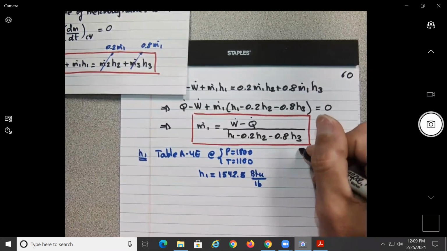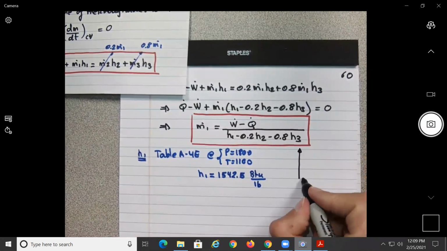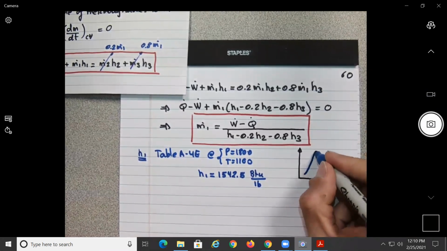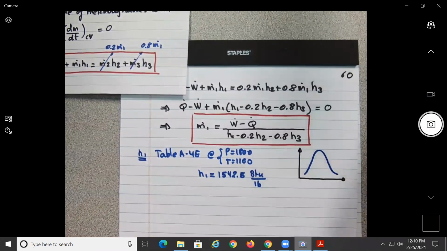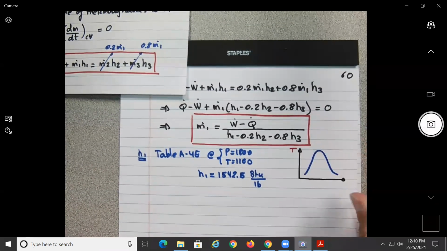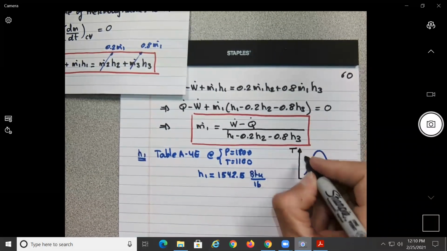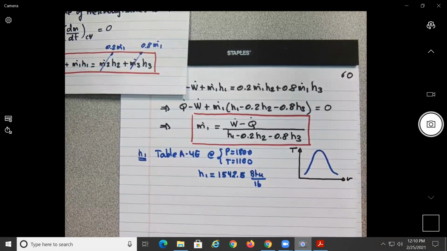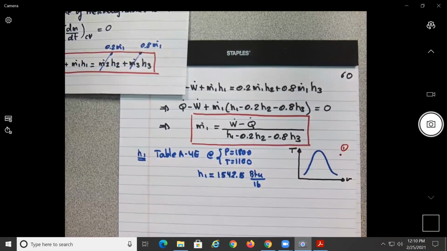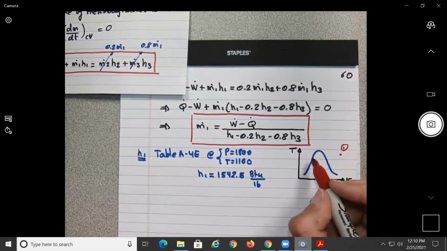Okay, so basically, if you had to do the figure of the states, let's say this will be temperature, T versus v, or T volume, doesn't matter. What is state 1? Somewhere in the vapor region, no? Okay, and it should be on a line of 1800.